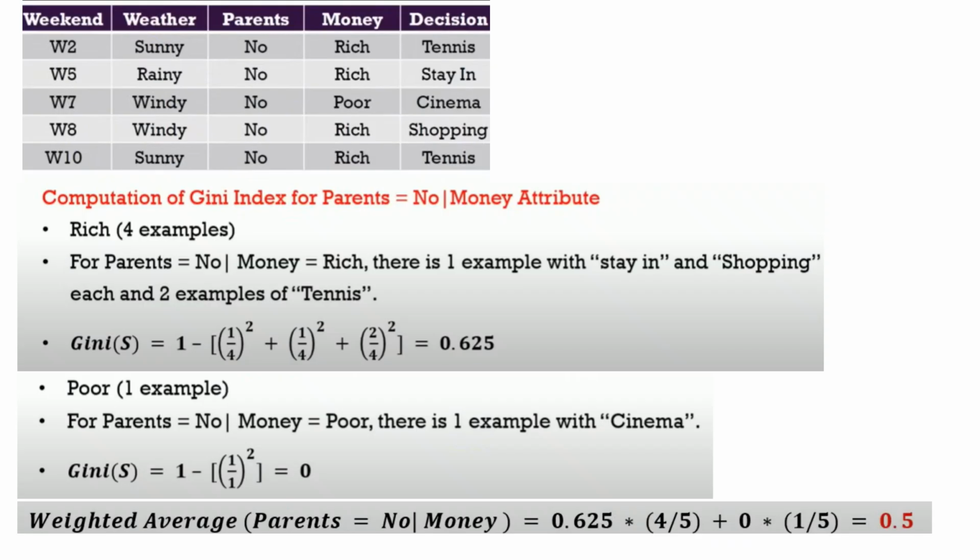Next attribute we are going to consider is money. For money, there are 2 possibilities, rich and poor. If it is poor, the only classification is cinema. So for poor, one example, that is 1 minus 1 by 1 the whole square, the answer is 0. If you are considering rich, a total of 4 samples are possible: 2 tennis, 1 stay in, 1 shopping. So 1 by 4 the whole square, 1 by 4 the whole square, 2 by 4 the whole square, the answer is 0.625. Now the weighted average: 0.625 into 4 by 5 plus 0 into 1 by 5, the answer is 0.5.